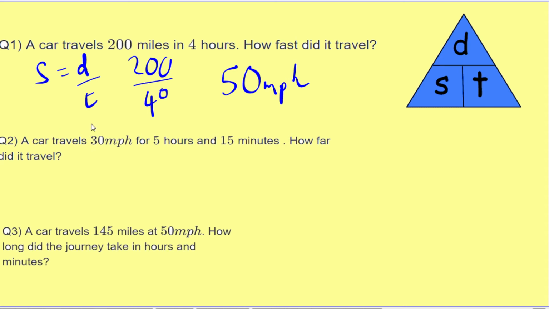A car travels at 30 miles an hour for 5 hours and 15 minutes. How far did it travel? How far means we're looking at distance. Distance is speed multiplied by time.